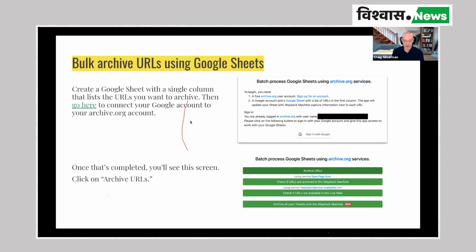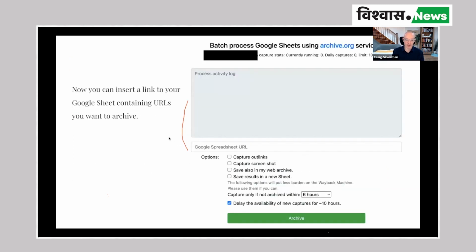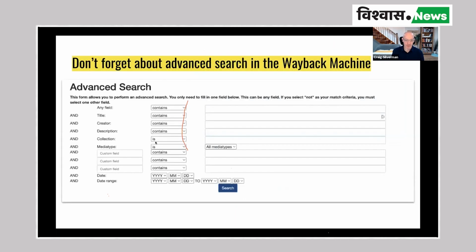So you're going to link your Google account where the sheet is with your archive.org account. You do need to be signed in to do this, and then you'll have the option to archive the URLs. You just insert the link to your Google spreadsheet right here where I'm moving my mouse. And it's going to instantly batch process all of those and archive them. Super easy, a real time saver. If you've got like 20 URLs of a website that were all false content, this is the best way to archive those rather than going one by one and dropping them in.